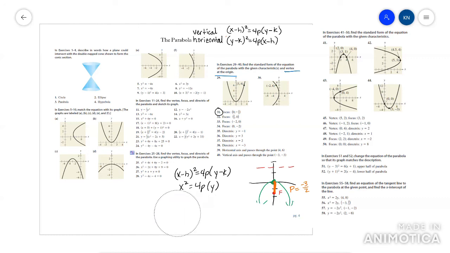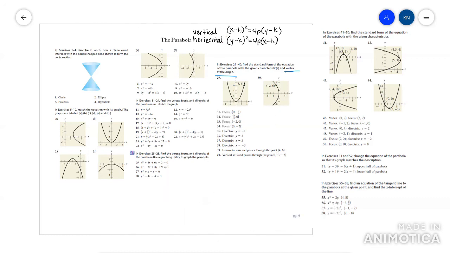Let's look at another. What if they just gave me a directrix? So let's look at number 38. We know our vertex is at 0, 0. Cool. Now they tell me the directrix is x equals -3. Well, that's a vertical line at -3. It's here. Means this distance is 3.